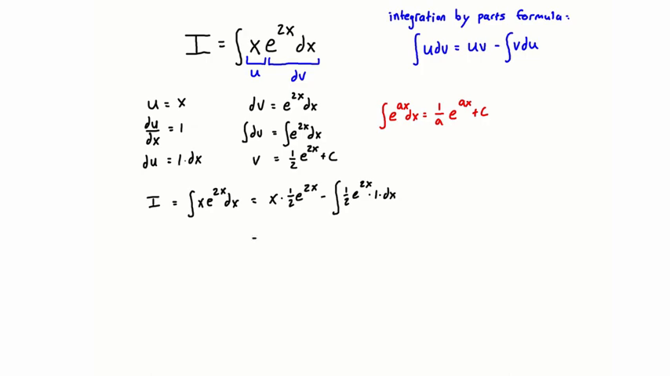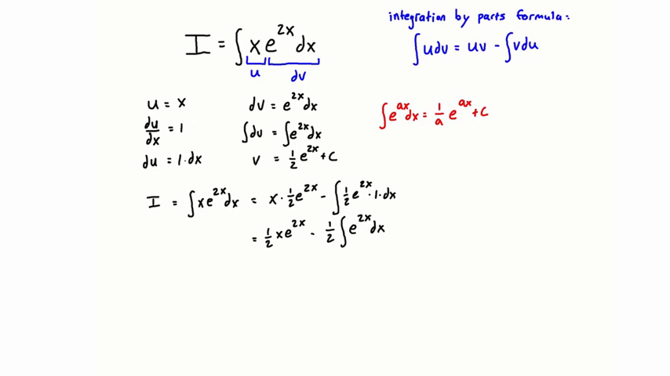Alright, let's simplify this a little bit. We'll rearrange this one to look a little nicer: 1/2 x e to the 2x. Nothing really going on there, just rearranging. Minus, we can pull out this constant of 1/2 times the integral of e to the 2x dx.